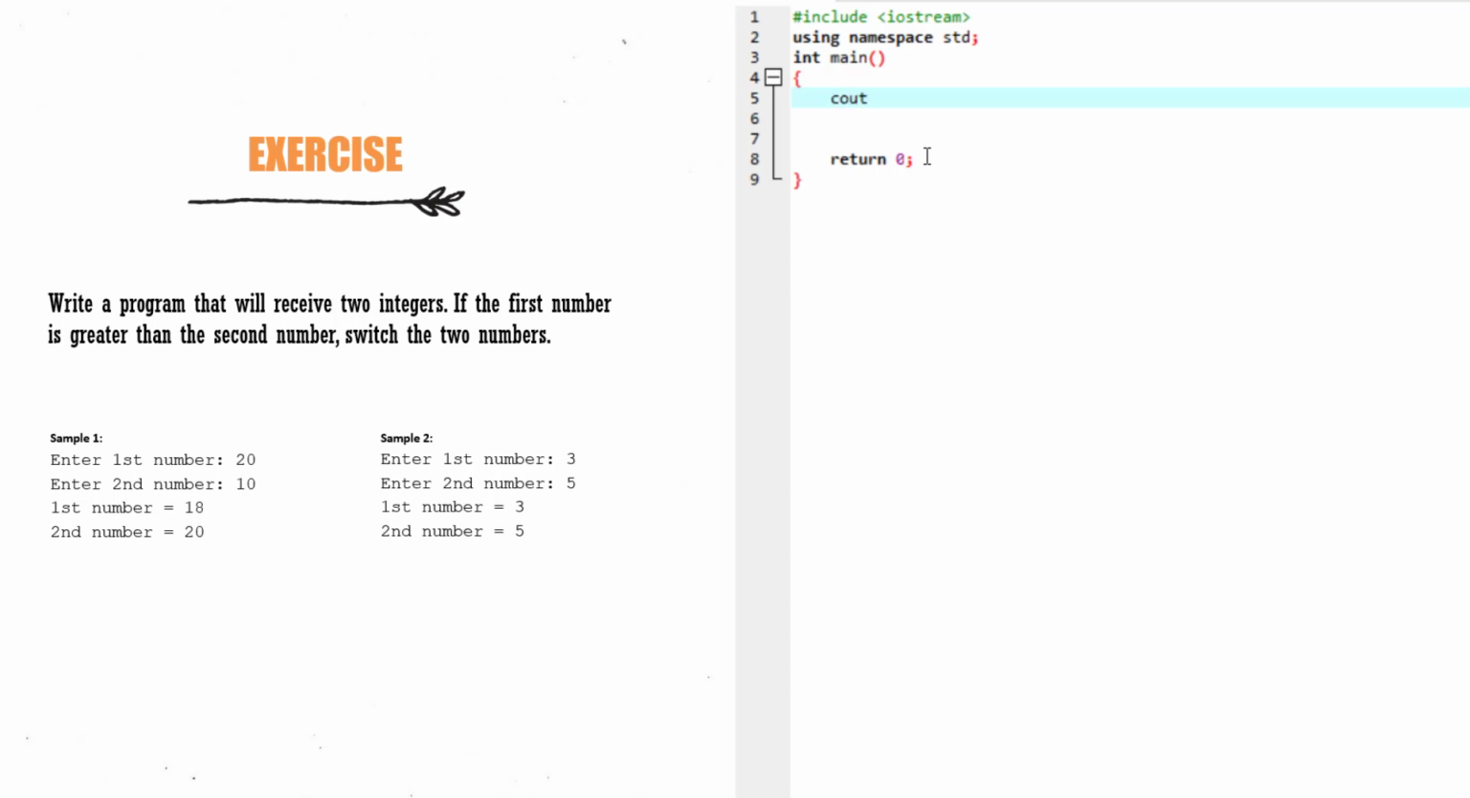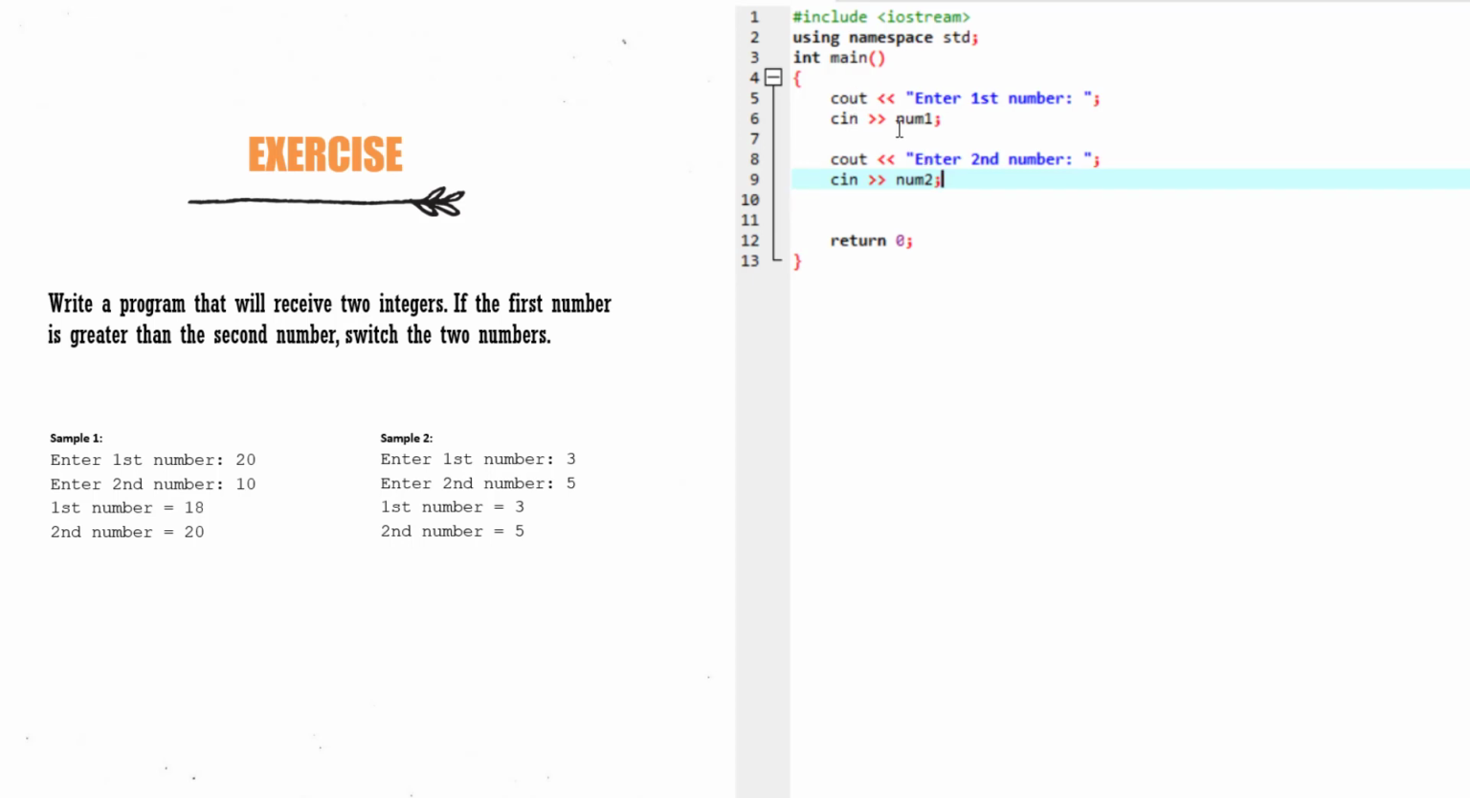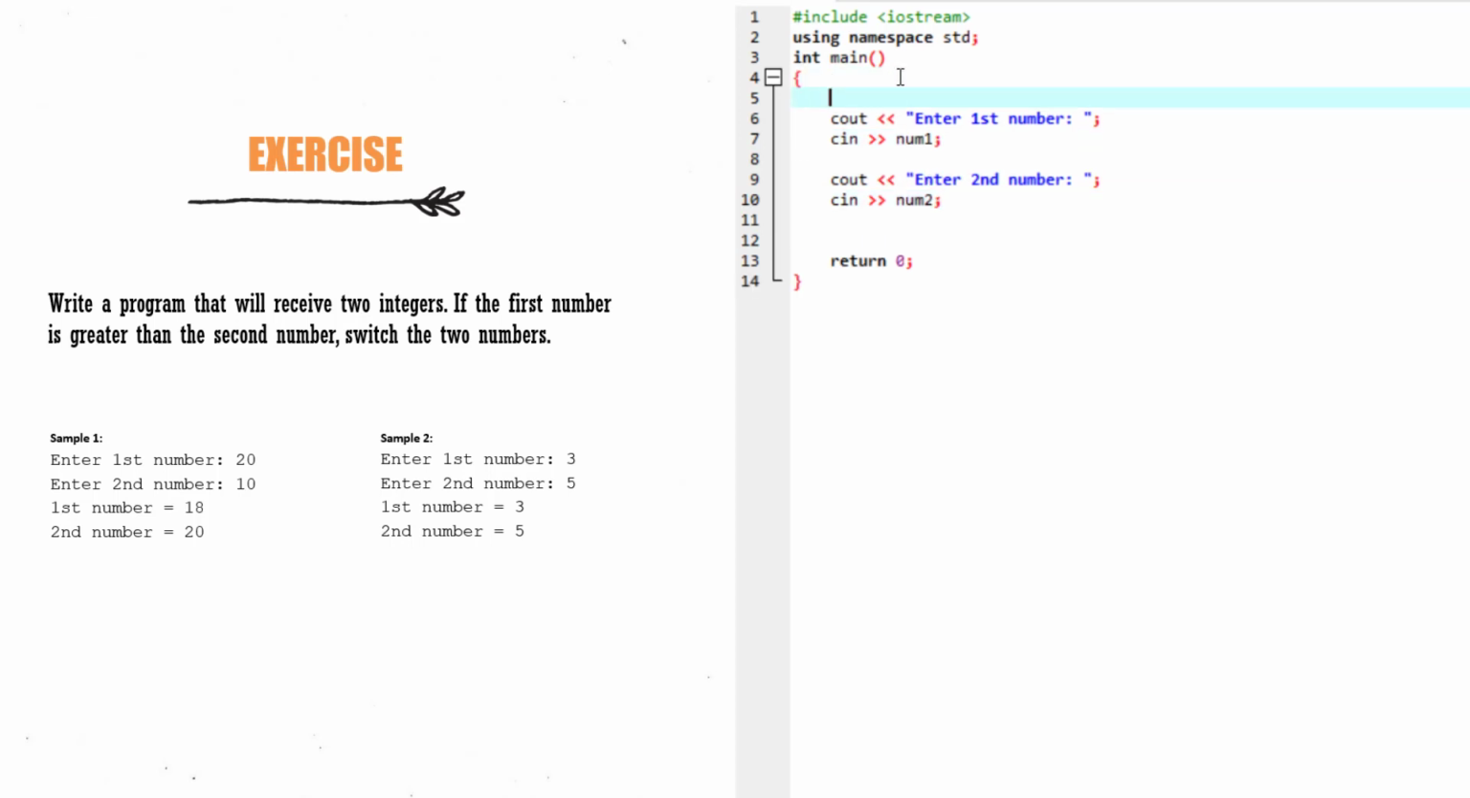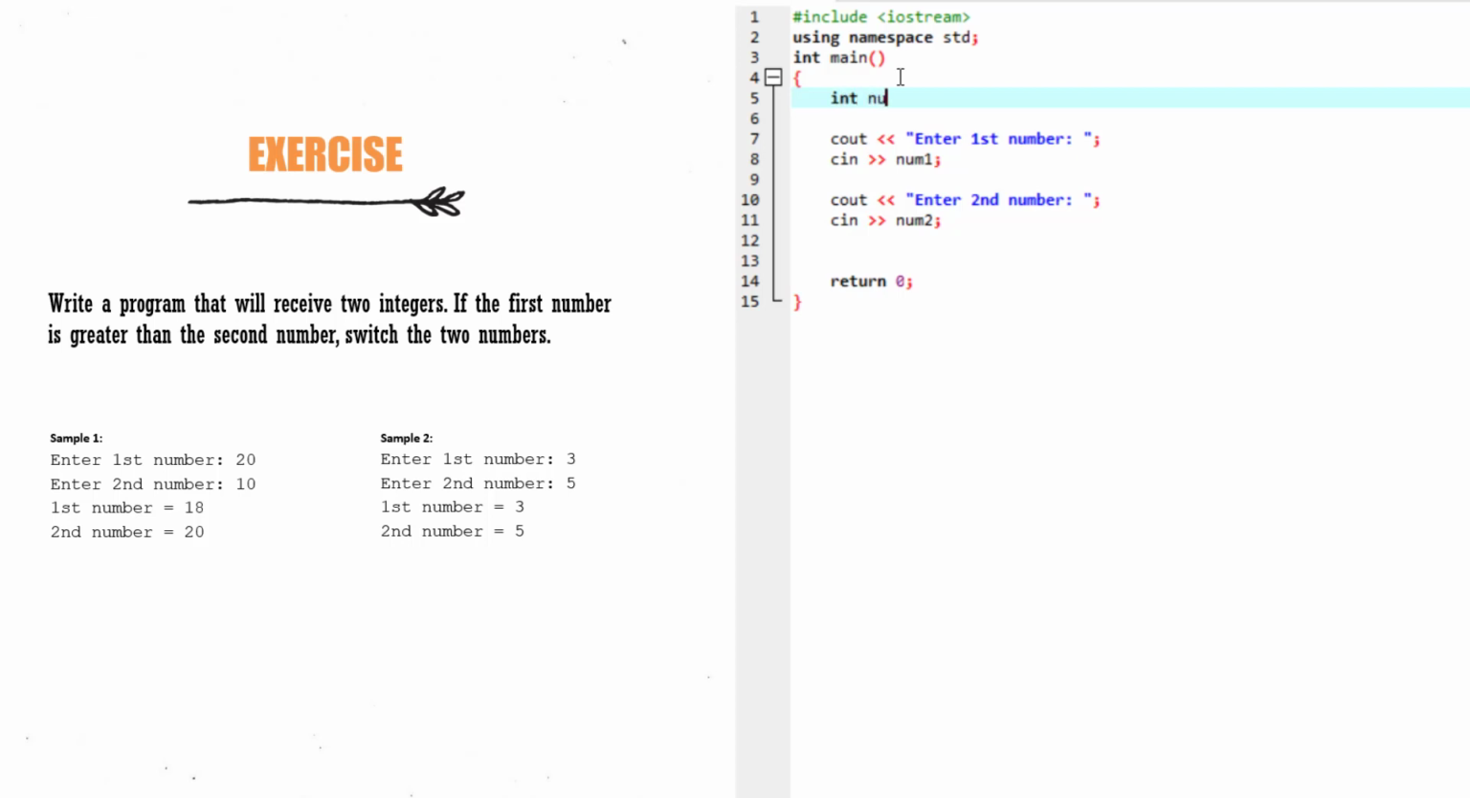So we do an output, cout, enter first number, cin, num1, cout, enter second number, cin, num2. So this will be the input which you will need from the user. Since we're using these two variables, don't forget to declare them. So int num1 and num2.